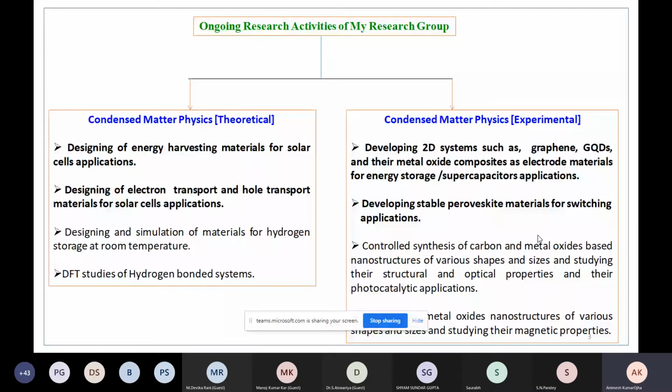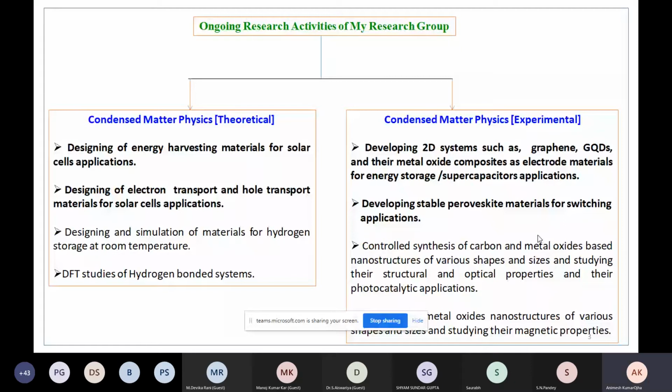Now in the experimental condensed matter physics group, we are basically engaged in developing 2D systems such as graphene quantum dots and their metal oxide composites as electrode materials for energy storage, and developing stable perovskite material for switching applications. So here I will be taking the first part where we have designed the material to store energy efficiently, as a supercapacitor material. So these are the details of the research activities currently being done in my research group.